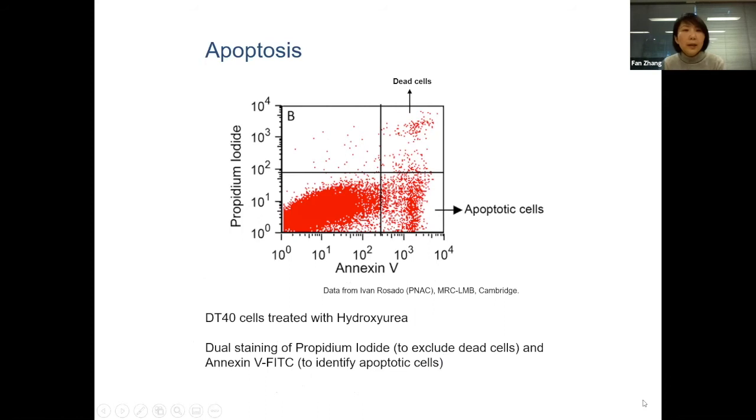We also can study apoptosis using flow cytometry by using a live and dead marker, which is PI, and also annexin 5. Annexin 5 binds to phosphatidylserine that is translocated to the external cell membrane on apoptotic cells. So we can see the dead cells are double positive for PI and annexin 5. The apoptotic cells are only positive for annexin 5.